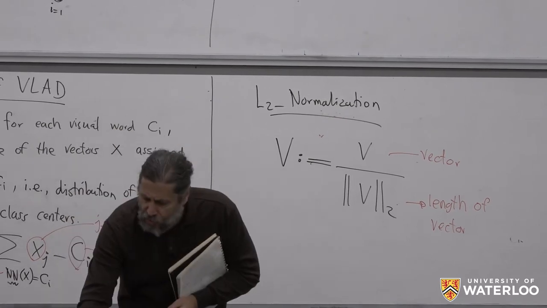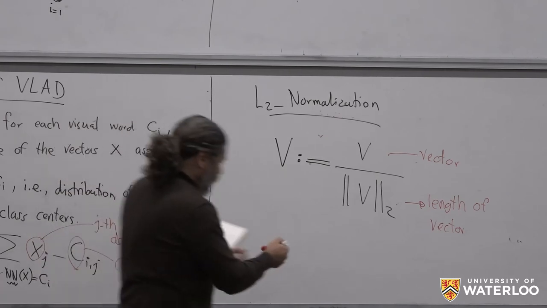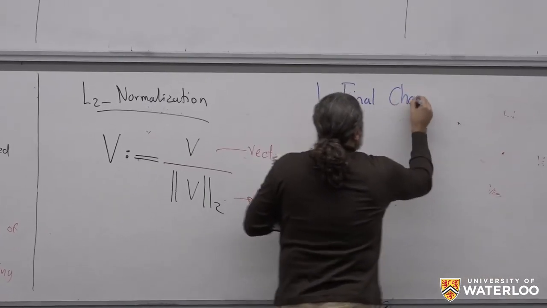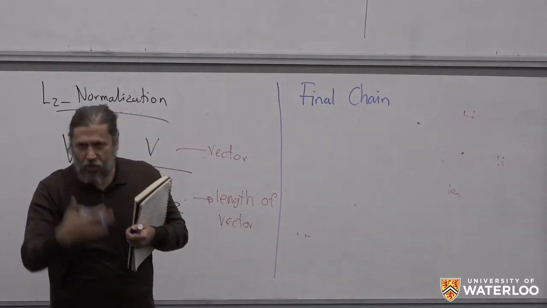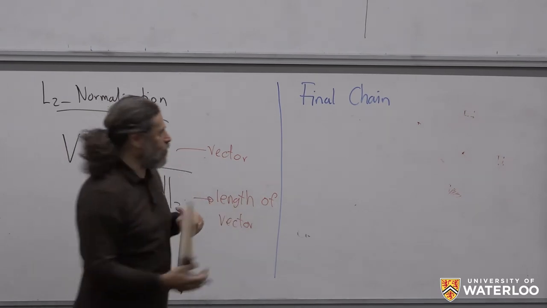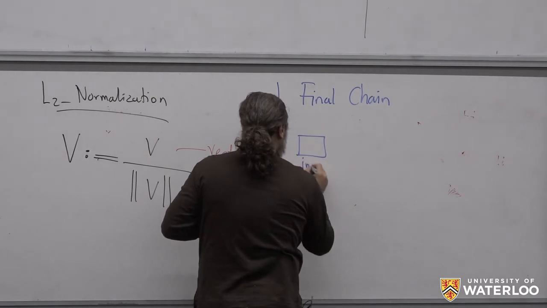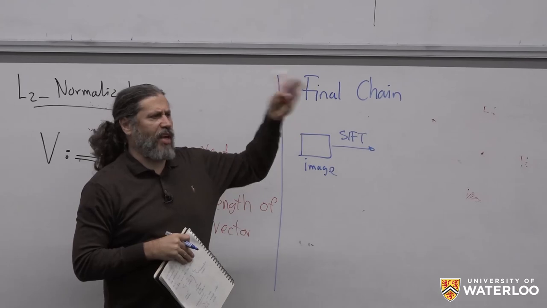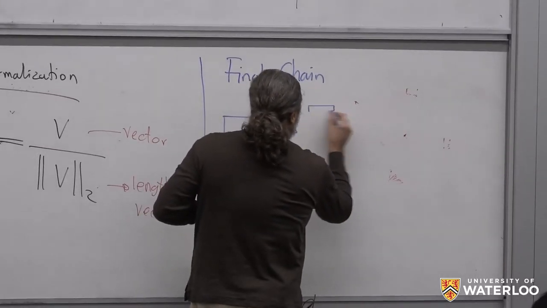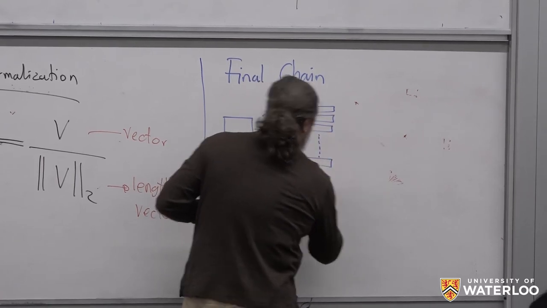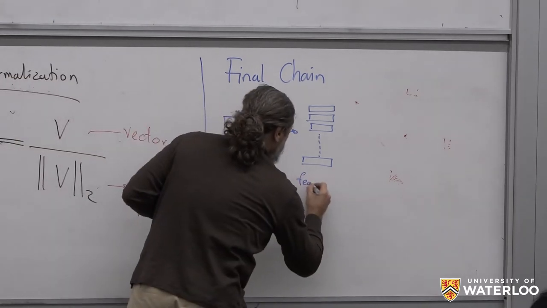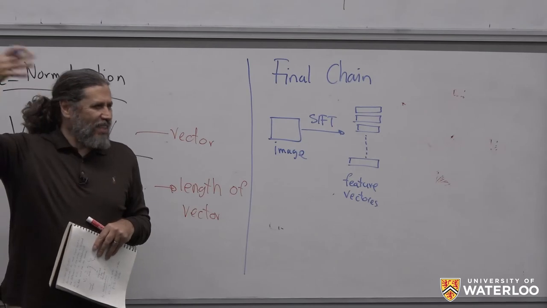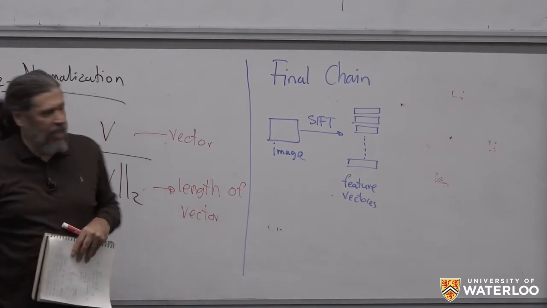But is there any other way of doing this? Because this is way too much. So what is the final chain? This is pre-2012. We have still not arrived at 2012. So you get the image. We give it to something like SIFT. You look it up, scale invariant feature transform. SIFT will give us many, many features, hundreds of thousands of feature vectors. SIFT works with key points, so that's a sparse sampling. If I go with getting everything, that's dense sampling.